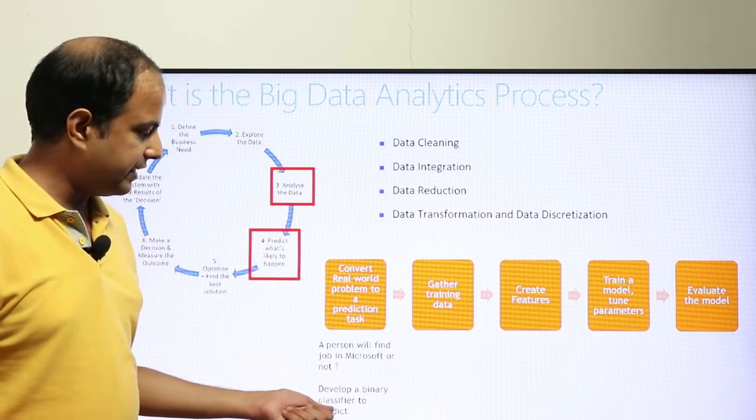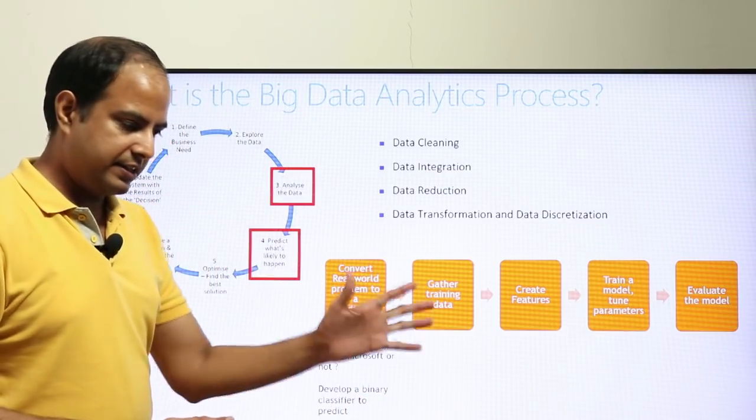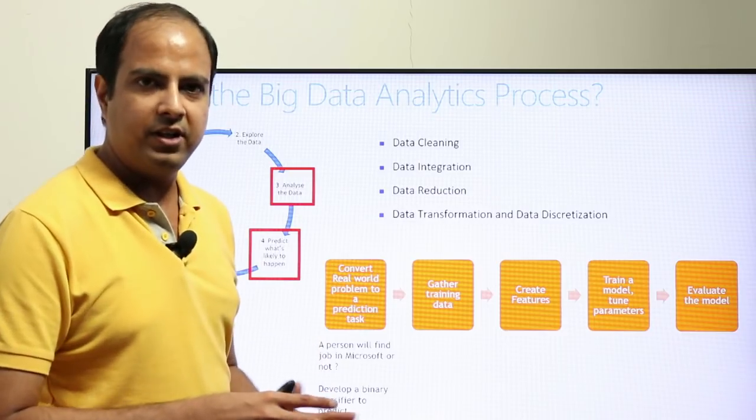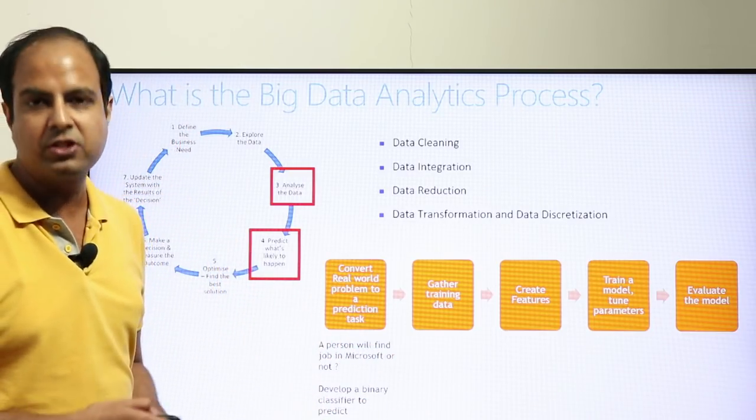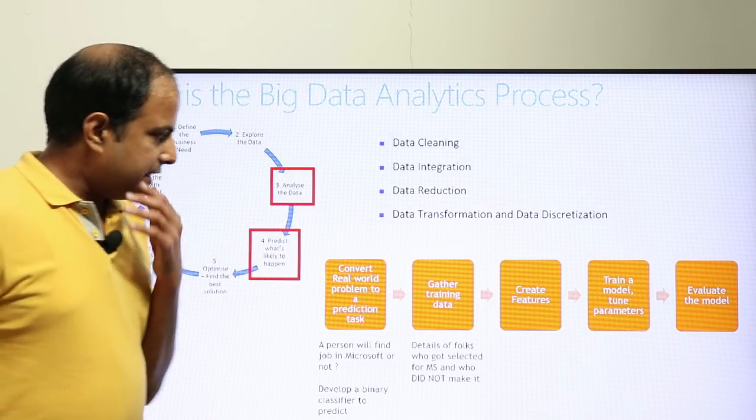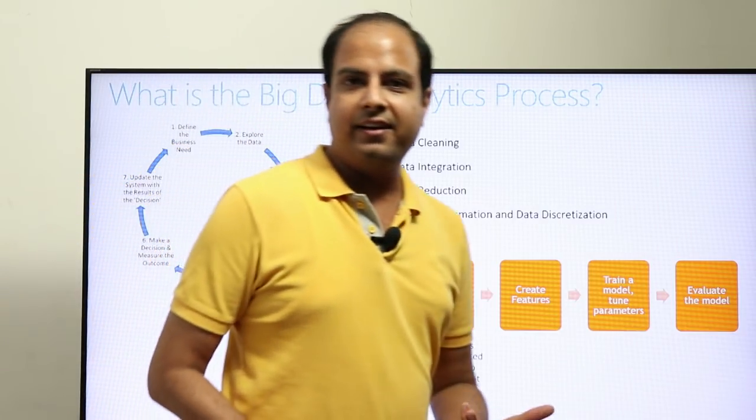And we have converted it into a binary problem, saying here is the guy, and given Microsoft, will he make it or not? So the decision needs to be yes or no. The prediction needs to be sort of yes and no. Okay. So you need to get the training data. Now where do you get training data in this case?